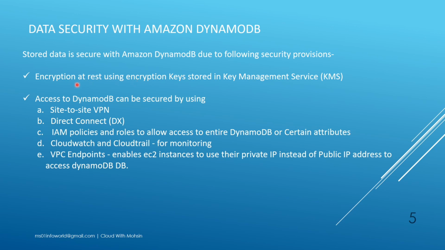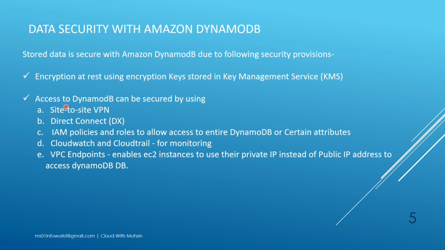So there are 2 types, encryption at rest and encryption in transit. Encryption in transit can be achieved using SSL, Secure Socket Layer, or HTTPS like that. And with respect to encryption at rest, the data is residing on the hard disk, or in this case on the SSD. So we can encrypt the data using the KMS service.